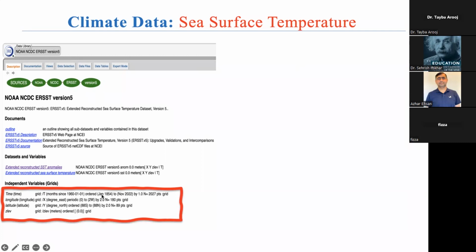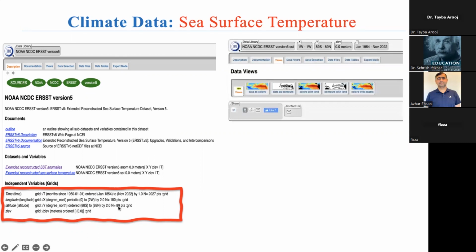It's in the time, in the grids: time, grid, longitude, latitude, and levels as well. So for example, this data set I selected is starting in January 1854 and running towards the most recent last month, which is November 2022. So it's a monthly data set, about 2000 plus points. And these are also arranged in X, which is the grid running from east to west, 180 points, and it's a 2-degree resolution. And then the latitude, in the north and south direction, is 89 points.